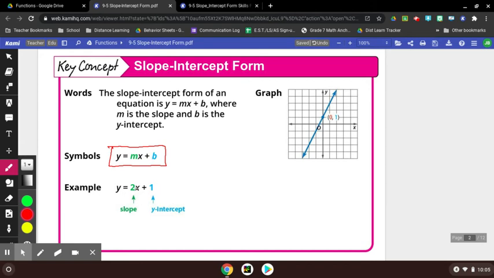So the example that they give us is y equals 2x plus 1, where 2 is the slope. Now remember, let's put m equals, because the slope is going to equal 2. We can also write this as 2 over 1. And remember, this means that we go up 2 spaces, and then we go right 1 space. How do I know that? Well, up and right are both positive numbers. We go up when it's positive. We go right when it's positive. So if it's 2 over 1, it's up 2 and right 1.